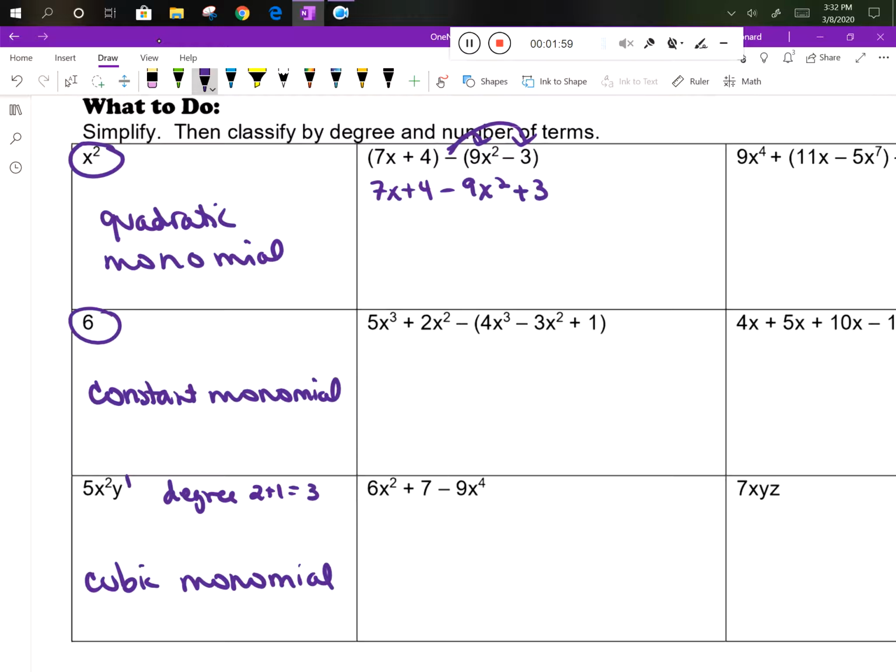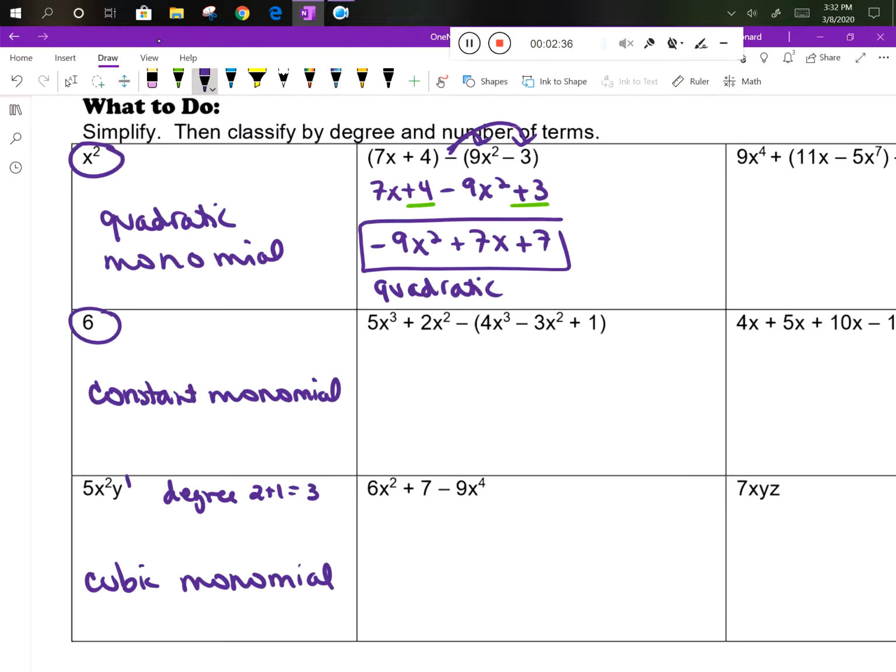Now we need to go through, we need to look for like terms, and we need to put things in order from highest power to lowest power. Now the only like terms I see are the positive 4 and the positive 3. The other two terms are each their own kind of thing, so they won't get combined. So I have negative 9x squared, a positive 7x, and a positive 7. That's my simplified form. So now we're ready to name it. Notice the first term has the highest power. It has a power of 2. So just like the problem next to it, it's quadratic for its classification by degree.